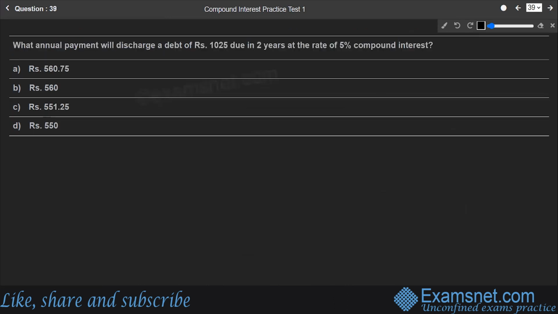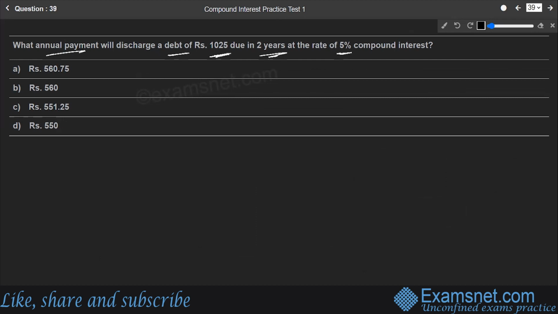Now, question number 39. What annual payment will discharge a debt of rupees 1,025 due in 2 years at the rate of 5% compound interest? What they are asking is, if somebody has taken a loan of rupees 1,025 at the rate of 5% compound interest, then what amount is to be repaid back? What should be the EMI? What should be the annual payment, not monthly payment, so that the debt, whatever has been taken with interest, is paid back completely?